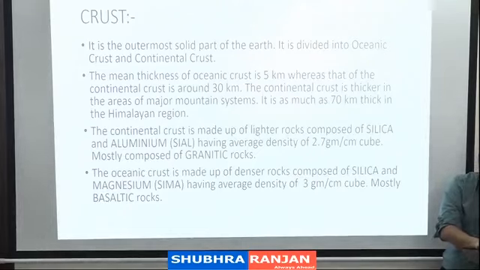The continental crust is made up of Sial, silica and aluminium. Ye older view ke saath we have combined this. It is mostly composed of rocks having granitic nature, that is granite-like rocks. The oceanic crust is made up of Sima, having a density of 3 grams per centimeter cube, mostly composed of basaltic rocks. Fine with this?